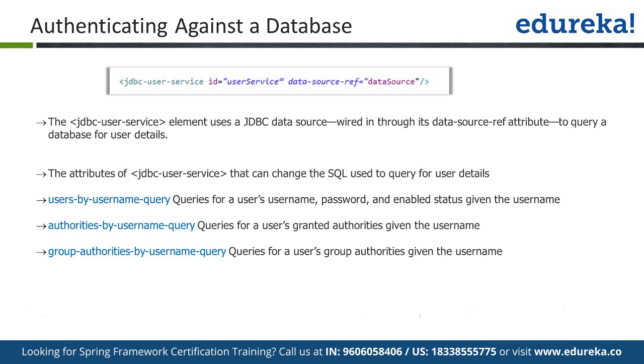Now, authenticating against a database, that is JDBC user service. The JDBC user service element uses a JDBC data source wired in through its data source ref attribute to query a database for user details. So there are attributes of JDBC user service that can change the SQL used to query for user details. For example, users by username query, authorities by username query, and queries for a user's granted authorities. These three queries we can use to get the username, password, authorities and group authorities.